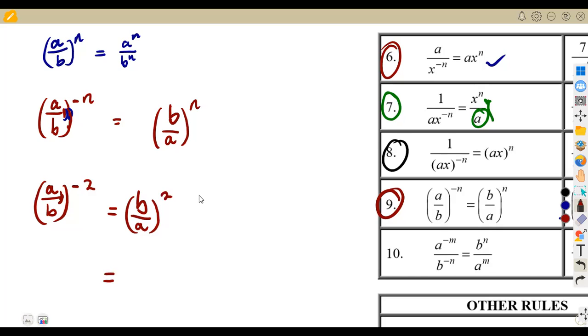So that means we are now raising everything to the exponent of 2. Remember, we are used to that here. I explained. So it's going to be b to the exponent of 2, a also to the exponent of 2. So that will be b squared over a squared. We are done.